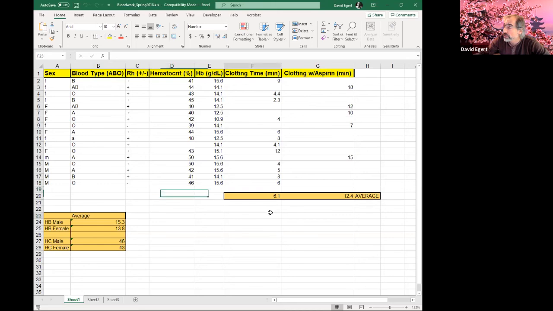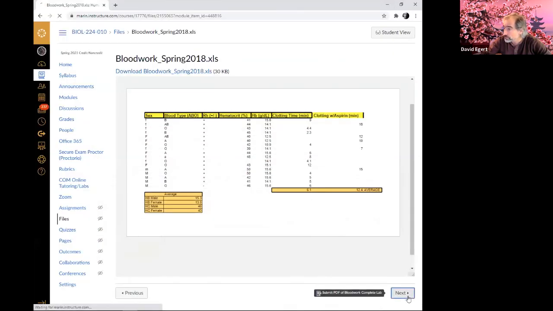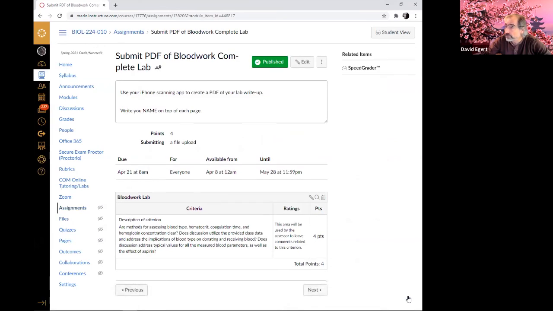Also, clotting time without aspirin, clotting time with aspirin, the average. So you can talk about, for this class, how aspirin seemed to affect clotting. So again, in your write-up, just make sure you use the data that's available here and compare this spring 2018 class to more expected averages of things. Submit a PDF of the bloodwork lab.